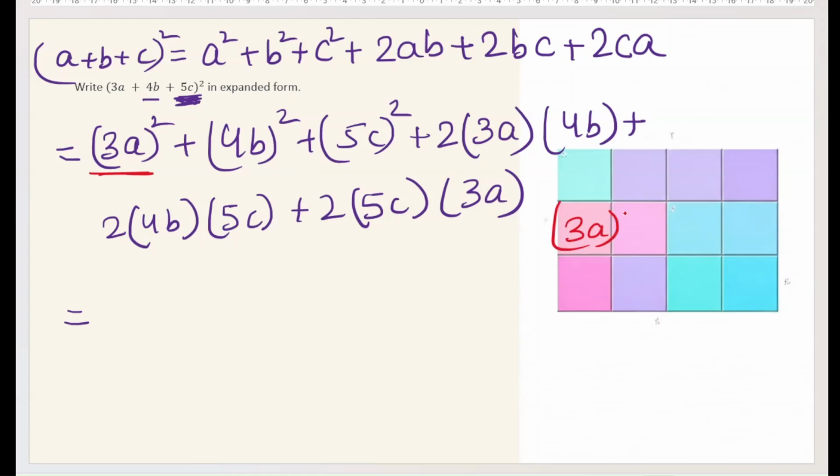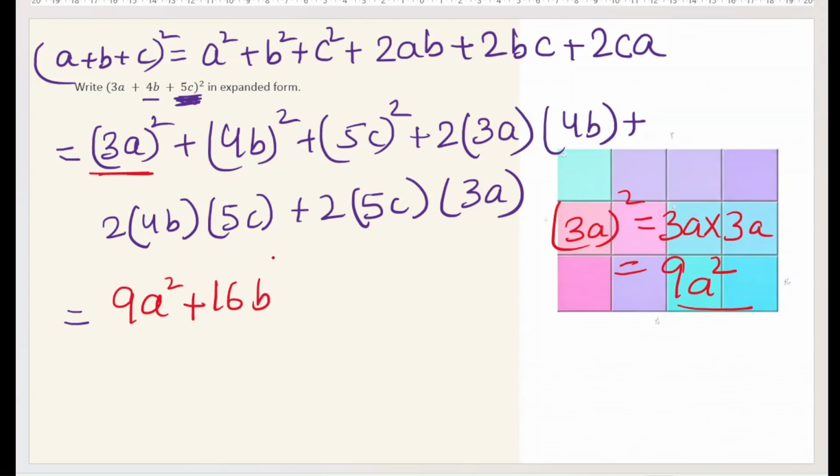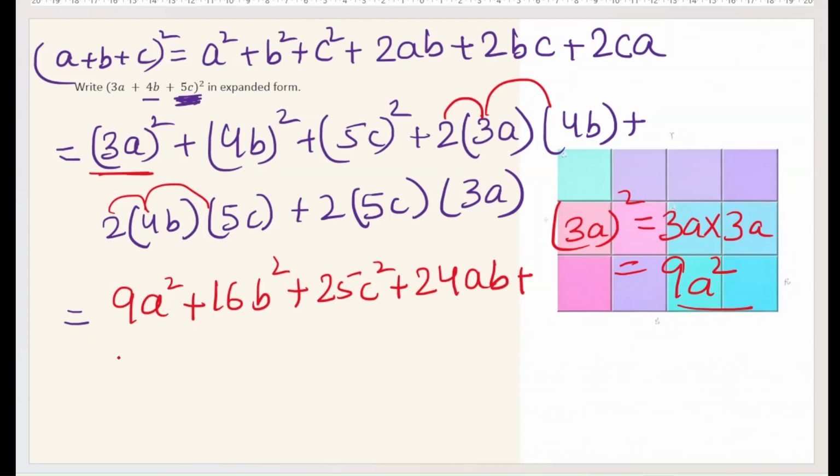That is equals to, now again, I am saying it again and again: this (3a) whole square means 3a multiplied by 3a. 3 into 3 is 9, a into a is a square. Do not write it as 3a square directly. Solve it completely. So that becomes 9a square plus (4b) whole square, 4 4s are 16, b square, plus (5c) whole square, so that is 25c square, plus 2 3s are 6, 6 4s are 24, so 24ab, plus 2 4s are 8, 8 5s are 40, so 40bc, plus 2 5s are 10, 10 3s are 30, so 30ca.